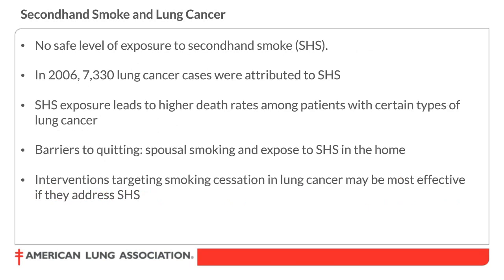In 2006, 7,330 lung cancer cases were attributed to secondhand smoke. Secondhand smoke exposure leads to higher death rates among patients with certain types of lung cancer. Barriers to quitting, such as spousal smoking and exposure to secondhand smoke in the home, influence lung cancer. Interventions targeting smoking cessation in lung cancer may be most effective if they address secondhand smoke.